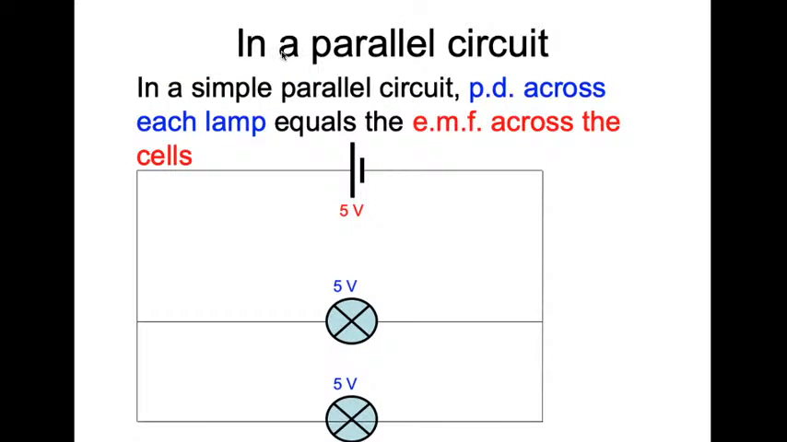And complicate things again, this one is super crazy. In a parallel circuit, the potential difference across each lamp is equal to the electromotive force across the cell. So if we have our lamps or our resistors running parallel to each other, they're actually going to have the full change in energy across each of them. They're not going to have the same current, right? Each of these will have less current flowing through them, but they will have the full voltage.